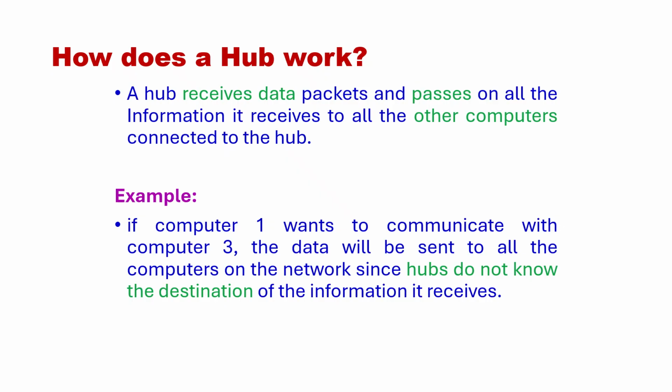So how does a hub work? A hub receives the data packets and passes on all the information it receives to all the other computers connected to the hub. That's what I told you about this. If computer 1 wants to communicate with computer 3, the data will be sent to all the computers on the network, since hubs do not know the destination of the information they receive.